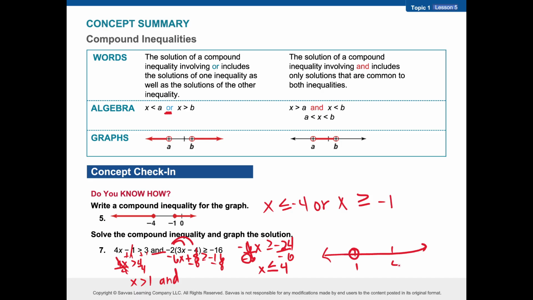1 should have an open circle. 4 should have a closed circle. Numbers greater than 1 are to the right. Numbers less than 4 are to the left. So it's between 1 and 4.